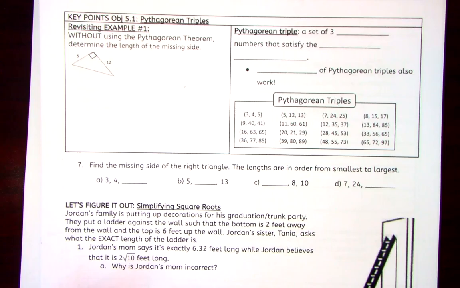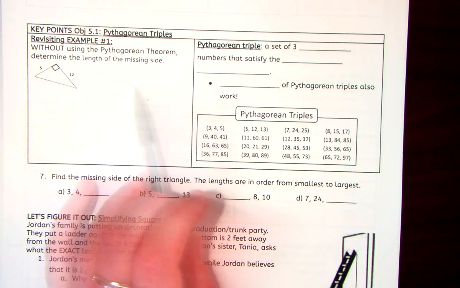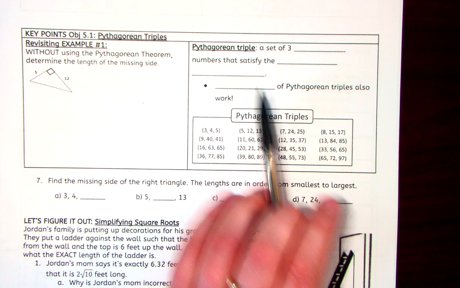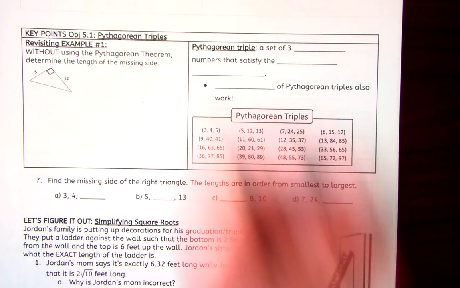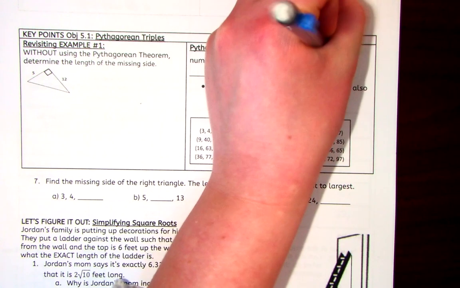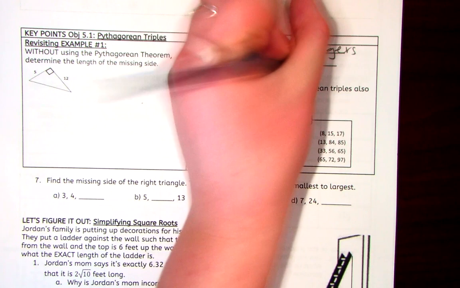All right, so now we're going to jump to page 3. Page 3 is about, we just did a lot of calculations there, right? A way you can save yourself some time when dealing with the Pythagorean theorem is using Pythagorean triples. Triples are a set of 3 integers that satisfy the Pythagorean theorem.